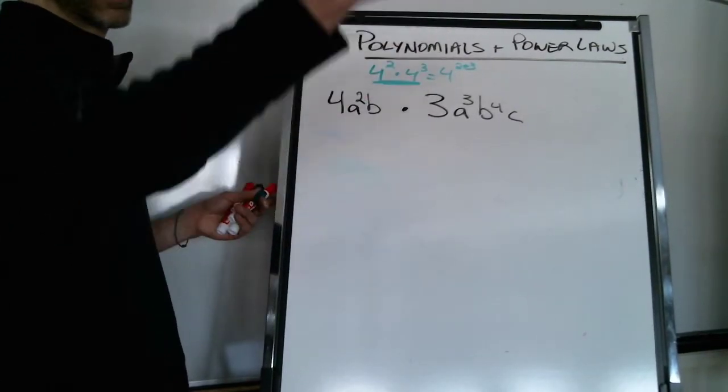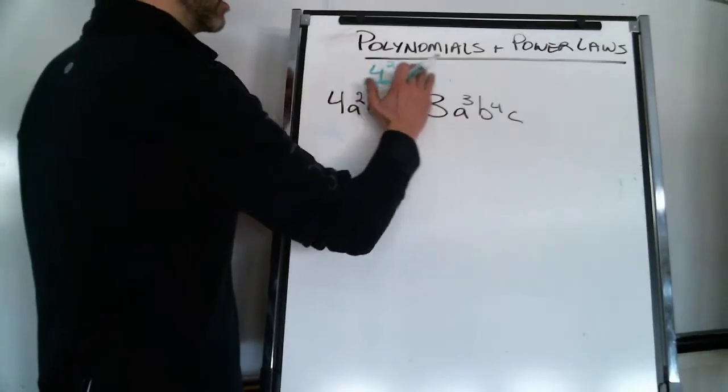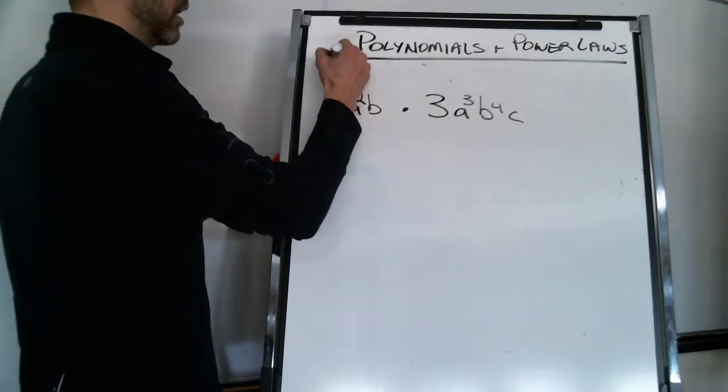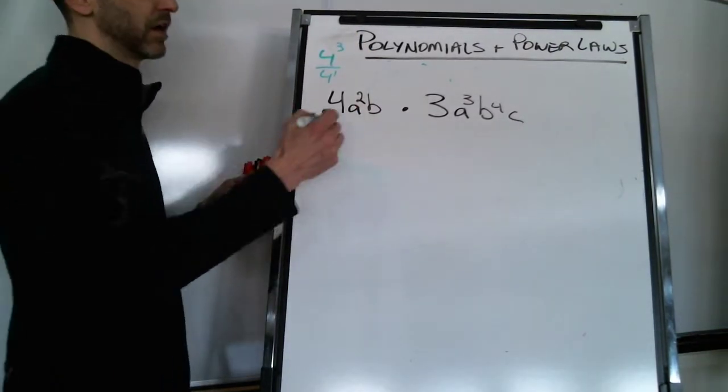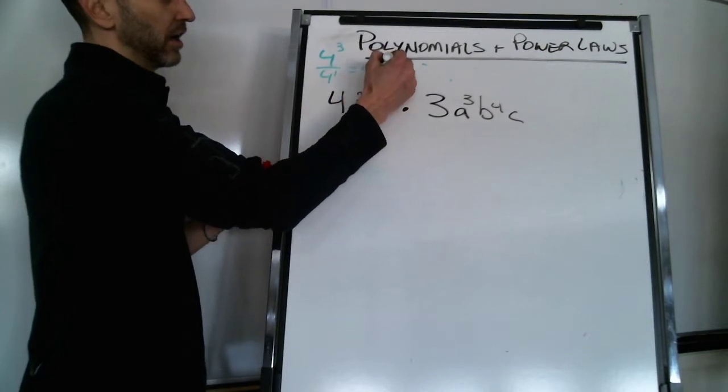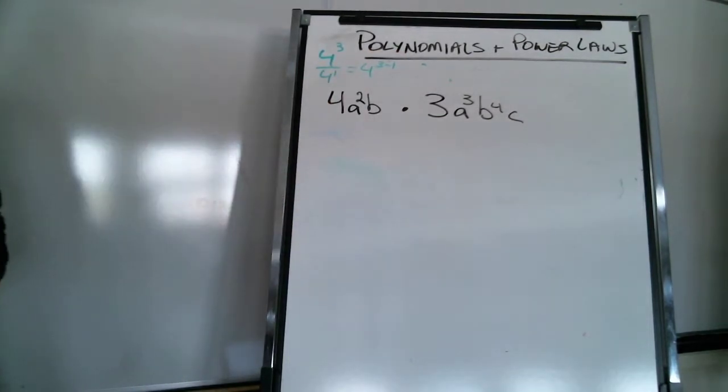Okay, what's my quotient law? Quotient law is where if you have a division on the same bases, yeah, same bases, you just subtract the two exponents, whatever they're called. Yeah, fantastic.